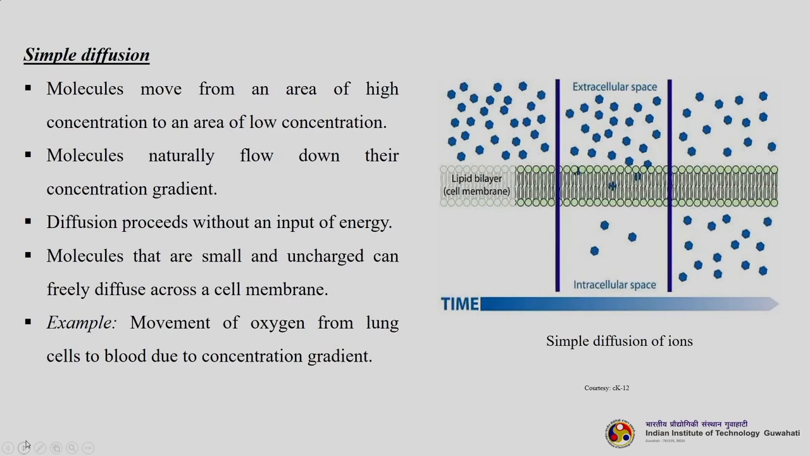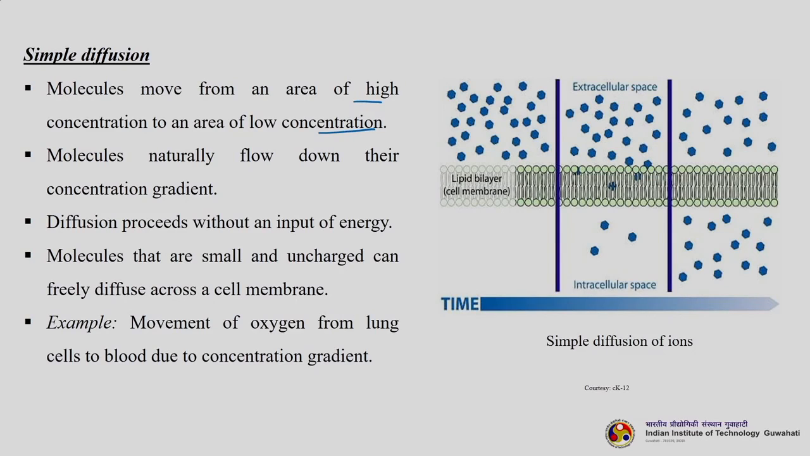So, in simple diffusion the molecules move from an area of high concentration to an area of low concentration. That is how it happens, using only the concentration gradient. Molecules naturally flow down their concentration gradient, and diffusion proceeds without an input of energy. Molecules that are small and uncharged can freely diffuse across the cell membrane. One example is movement of oxygen from lung cells to blood due to concentration gradient.